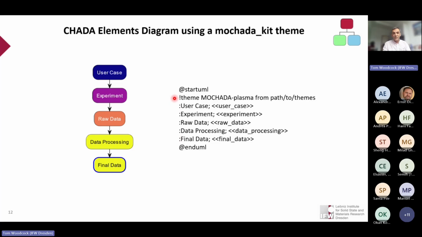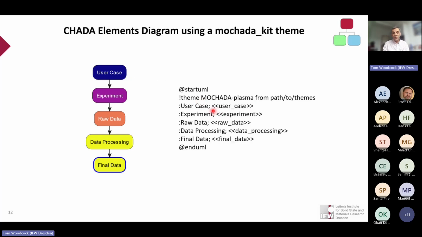The way that we do that is we add one extra line to the code, which is that one there. So you put exclamation mark theme to tell the program that it should use the theme when it's making the diagram. This is the name of the theme, CHADA Plasma, from, and this is the path to the folder where you have your themes. Apart from that, all of these lines start the same. Again, between a colon and a semicolon, we have the text that we want to appear in this element. And here comes the part at the end, which tells the program to use the stereotype user case for this element and to use the stereotype experiment for the second element, and so on.